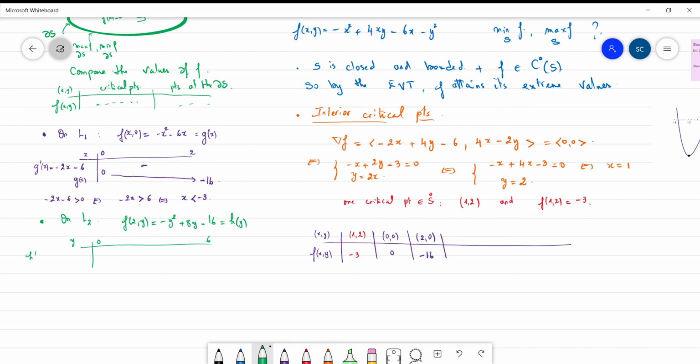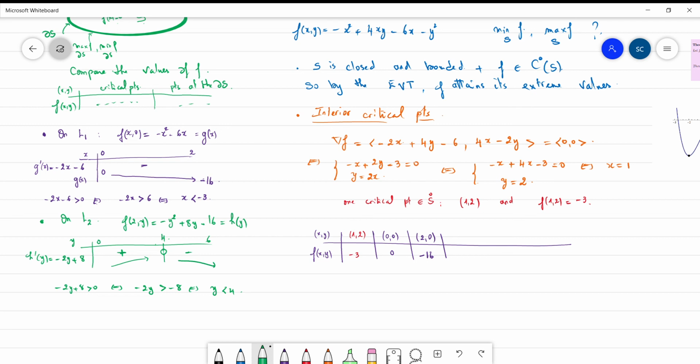The derivative h prime of y is minus 2y plus 8. So let's discuss the sign. It is positive if and only if minus 2y is greater than minus 8, if and only if y is less than 4. So I have 4 here, and 4 is inside, so it will be positive if I am here, equals 0 here, and negative here. So my function does something like that, increasing and then decreasing.